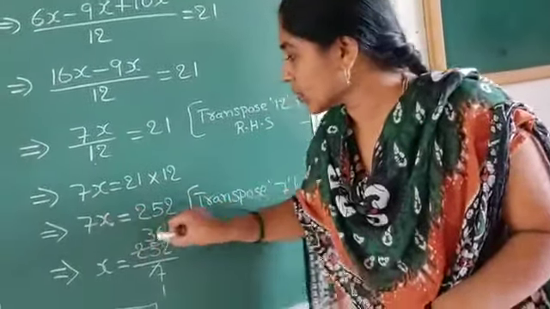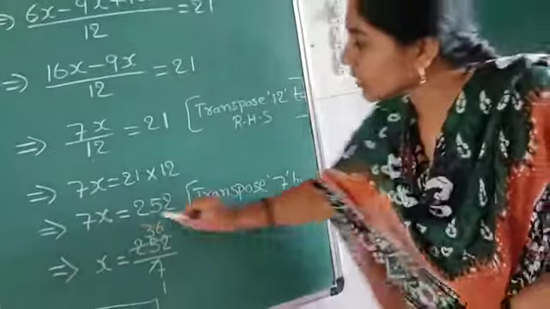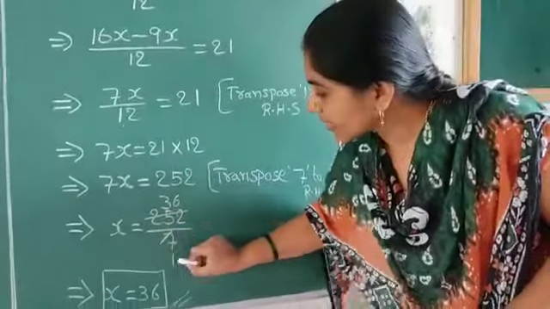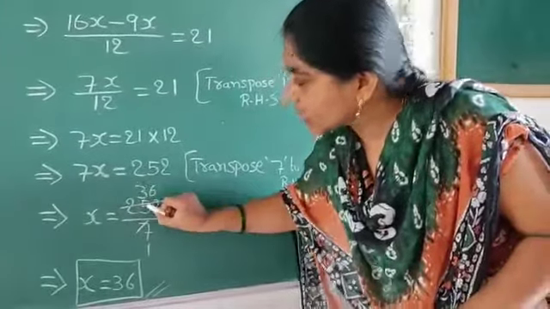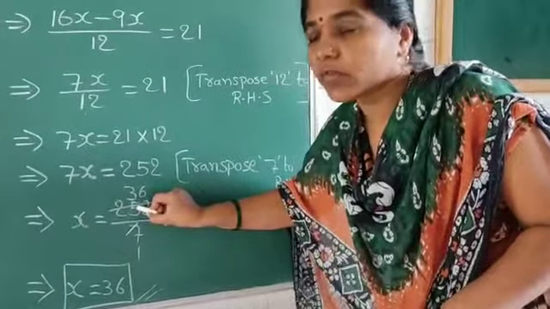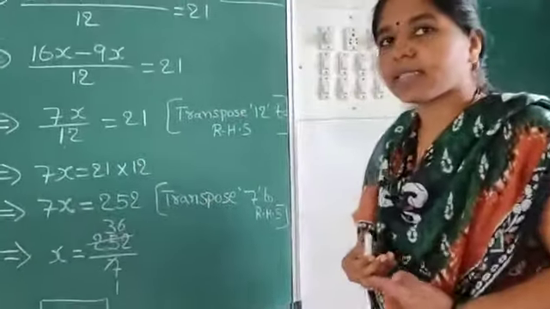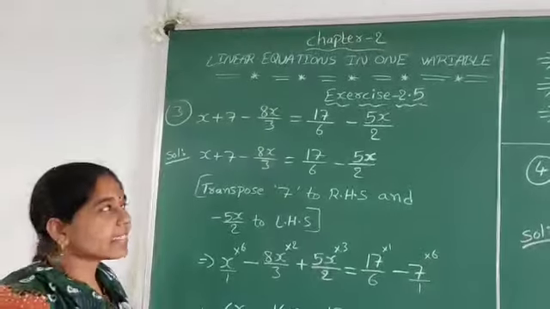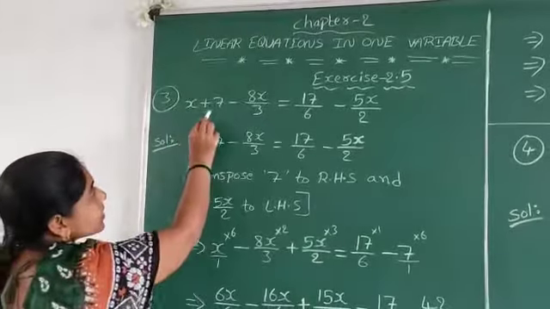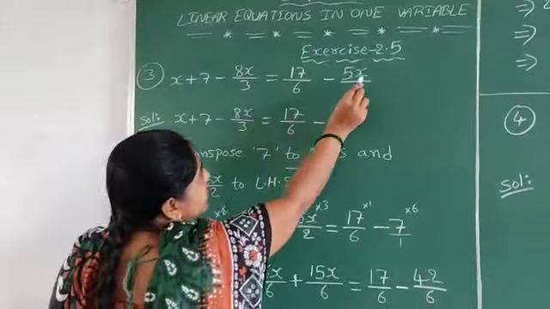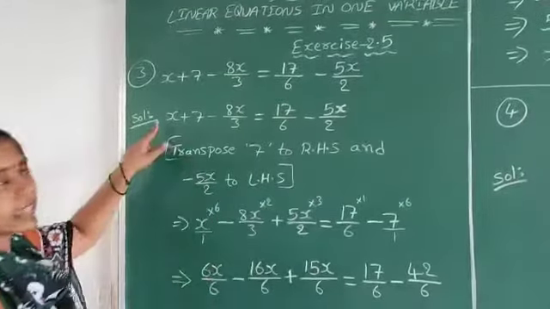Okay, now you transpose 7 to RHS. Then x is equal to 252 divided by 7. 7 1s are 7, 7 3s are 21, children, 4 will remain, 7 6s are 42. Then the value of x is 36. Next question, children: x plus 7 minus 8x by 3 is equal to 17 by 6 minus 5x by 2. Rewrite the question.